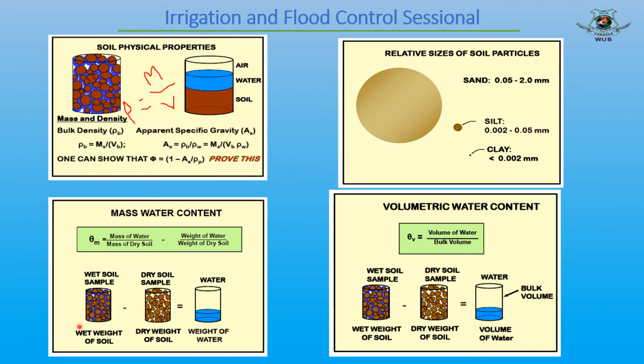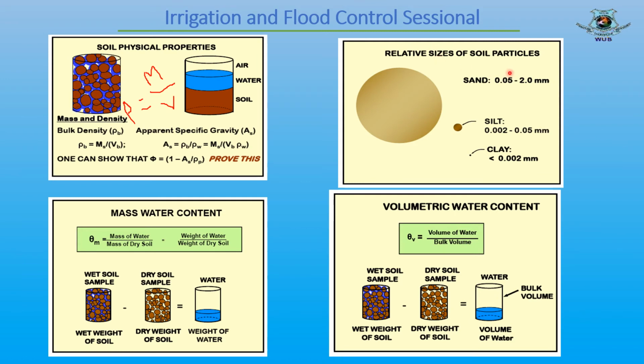Here, this is the weight of wet soil. That means this weight includes the weight of water, air, and soil. This is the dry weight of soil. That means this weight includes only the weight of air and soil. And if we subtract this dry weight of soil from the wet weight of soil, we will get the mass water content.